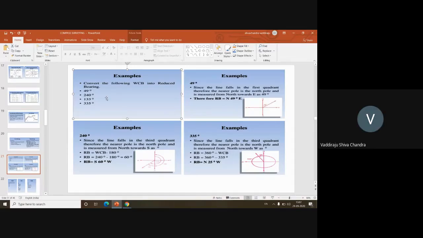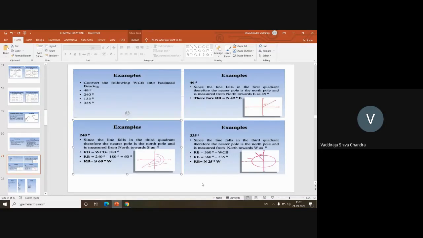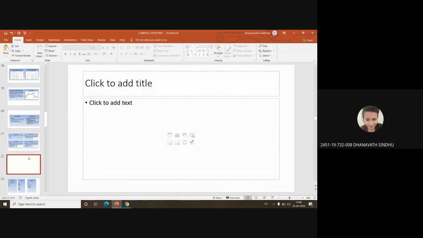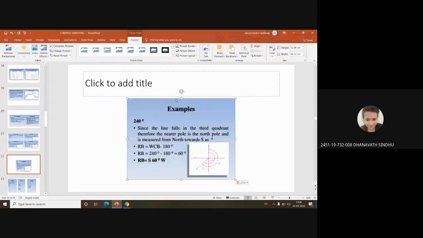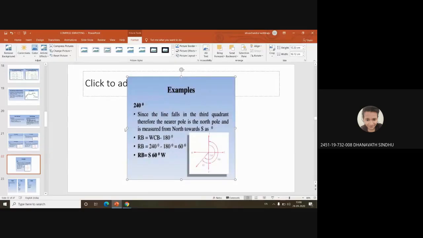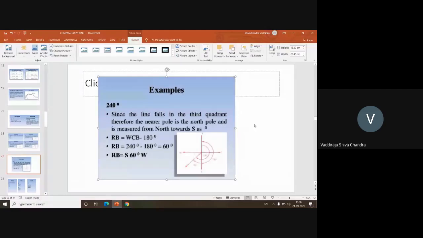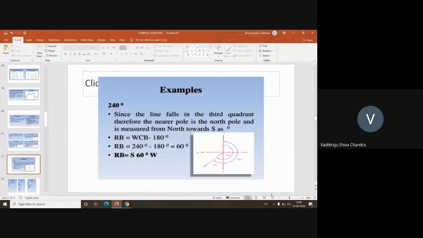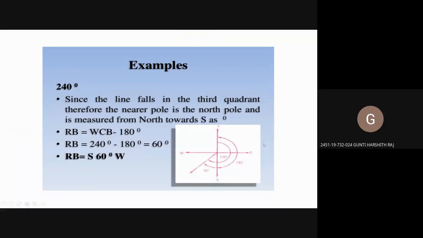So now take the example of 240. Third quadrant. We would have explained it in a better manner if it were a classroom, but here, see. Are you able to see the picture clearly? Okay, 240 degrees. The line falls in the third quadrant.